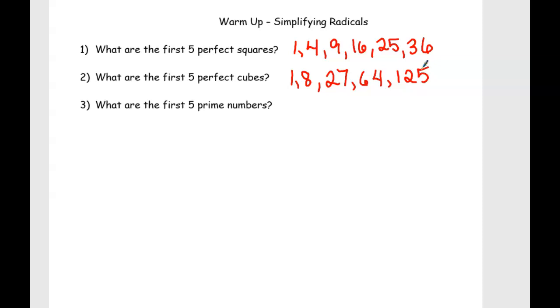And the first 5 prime numbers would start with 2, because 1 is not prime because it needs 2 factors. So 2, 3, 5, 7, and 11 would be the first 5 prime numbers. Okay, so a little review of what we did last class.